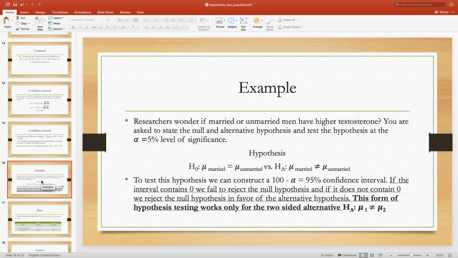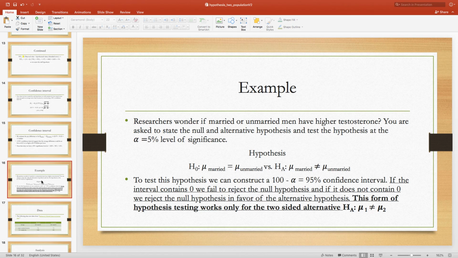So here's some real life data, and researchers want to know if married or unmarried men have higher testosterone. You're asked to state the null and the alternative hypothesis and test this at the 5% level of significance. So the null hypothesis is that marital status doesn't affect average testosterone level. And the alternative is that it does. It doesn't state which one is different, it just states that they're different.